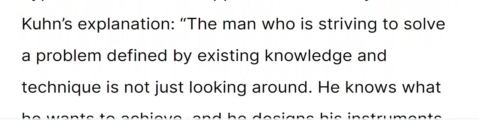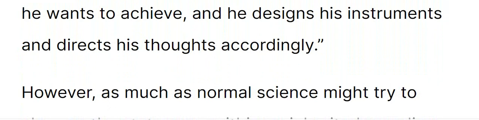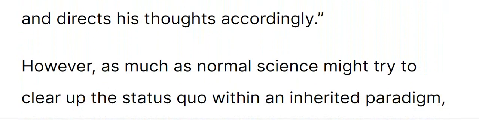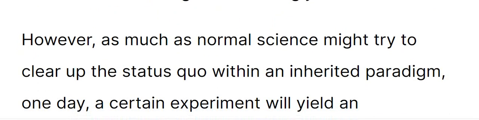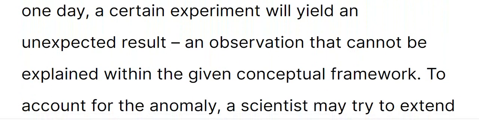In Kuhn's explanation, the man who is striving to solve a problem defined by existing knowledge and technique is not just looking around. He knows what he wants to achieve, and he designs his instruments and directs his thoughts accordingly. However, as much as normal science might try to clear up the status quo within an inherited paradigm, one day, a certain experiment will yield an unexpected result, an observation that cannot be explained within the given conceptual framework.